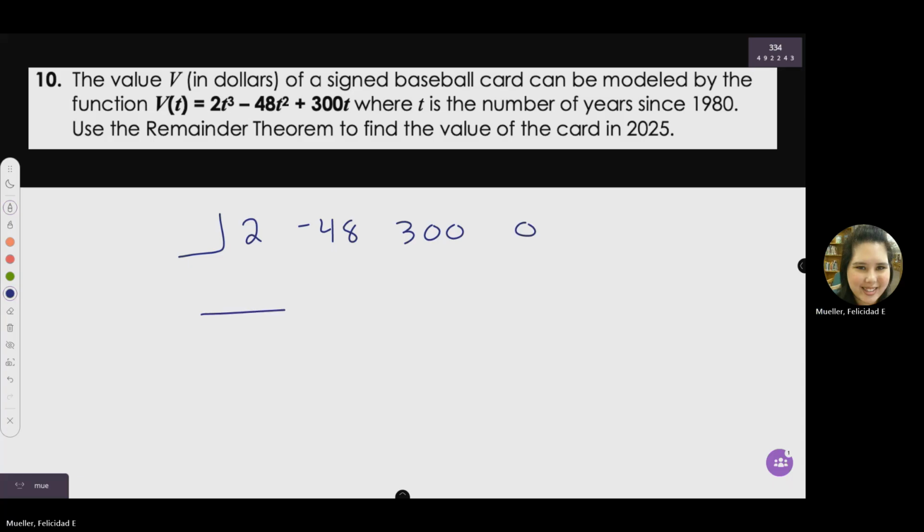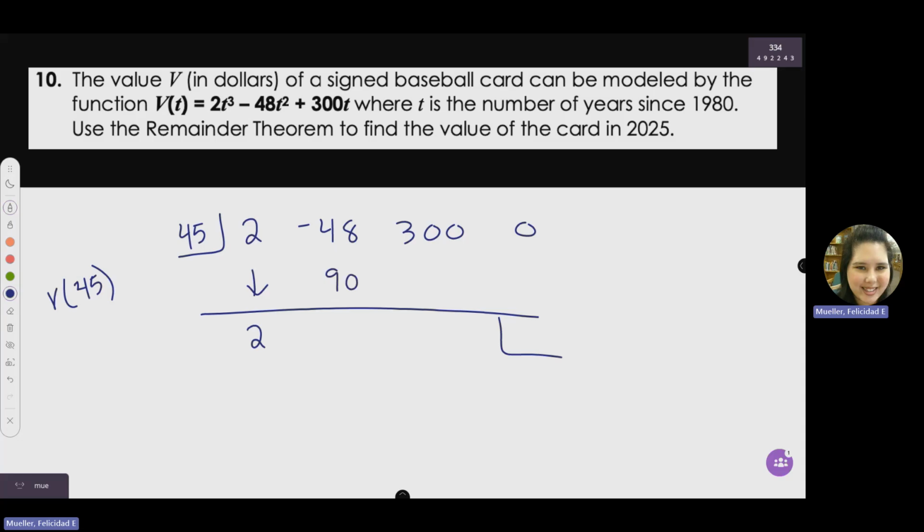All right, so my input: 1980 to 2025, so 80 to 2000 would be 20 years, plus 25 would be 45. So my input is 45. So we want to know about B of 45. We bring down the 2. 2 times 45 is 90. 90 minus 48 is going to be 50 minus 8, 42.